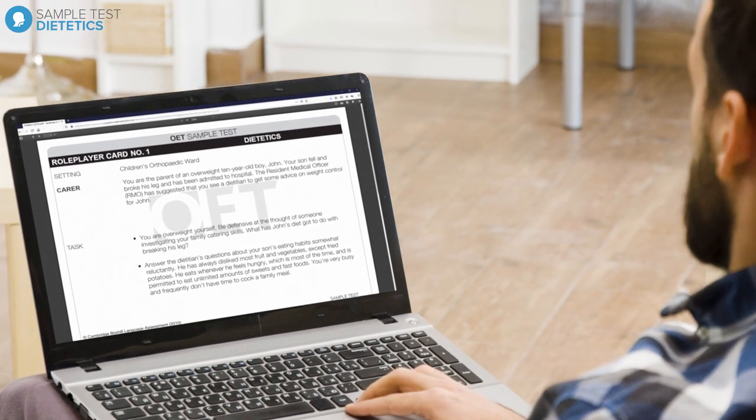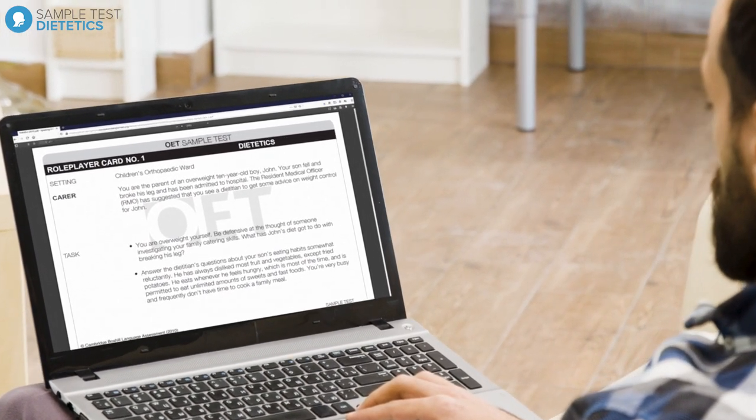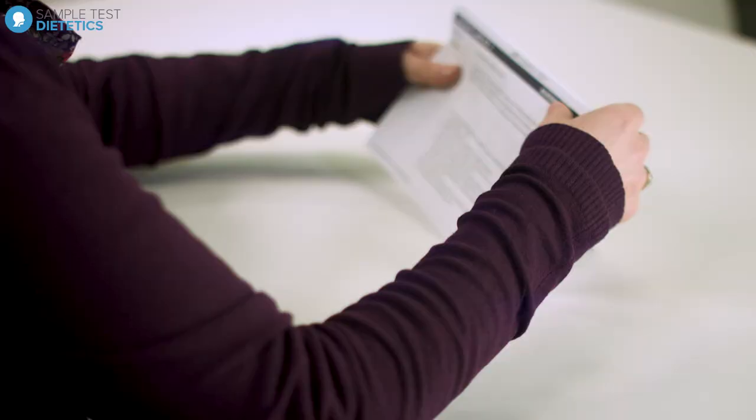There are a number of ways you can practice the role play with a family member, a friend, or a colleague. It is important that you only look at the dietitian's card before you practice so that you are only getting the same amount of information that you do in the test.